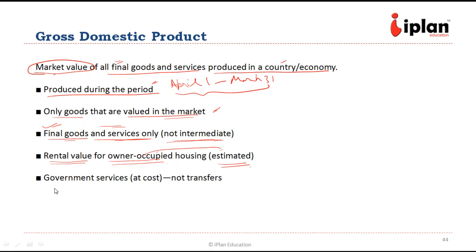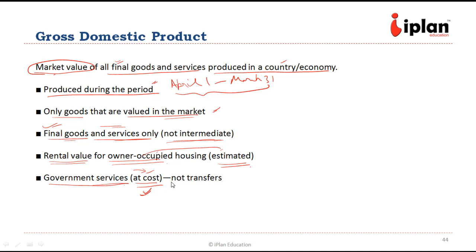All the services which are provided by the government, they should be counted at the cost. Since the government is not charging anything for those services directly, for example, police service, fire service, etc., but the government is incurring a cost in the course of providing them. So for that, they have to be valued at the cost.